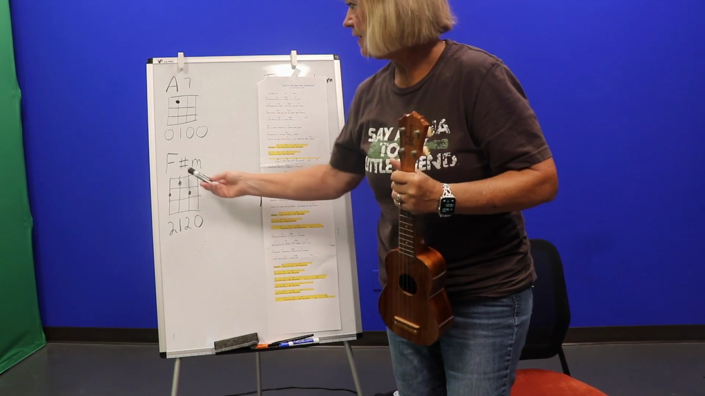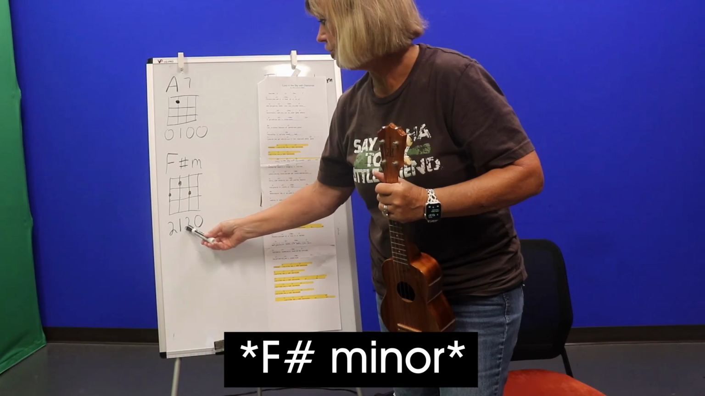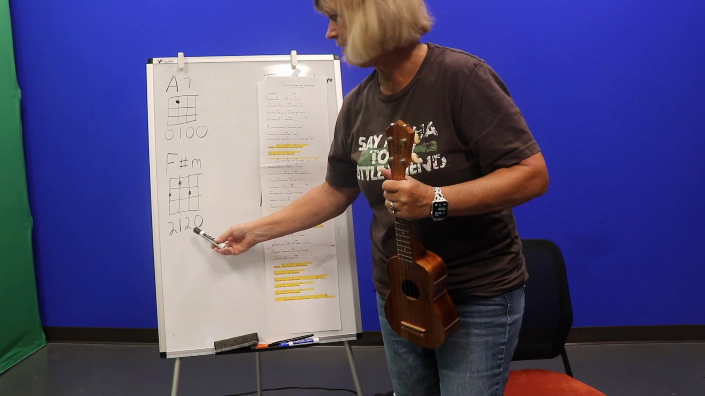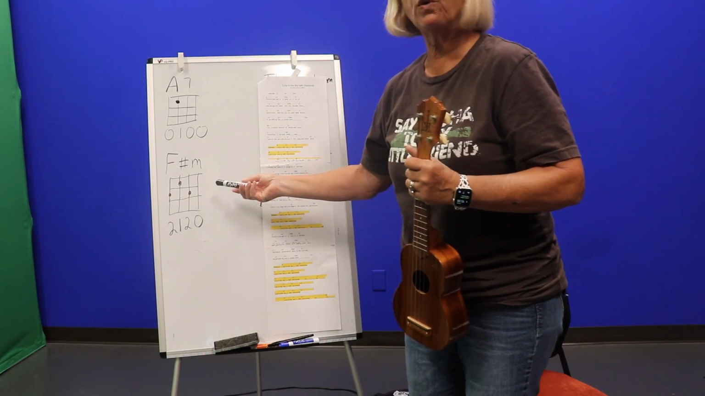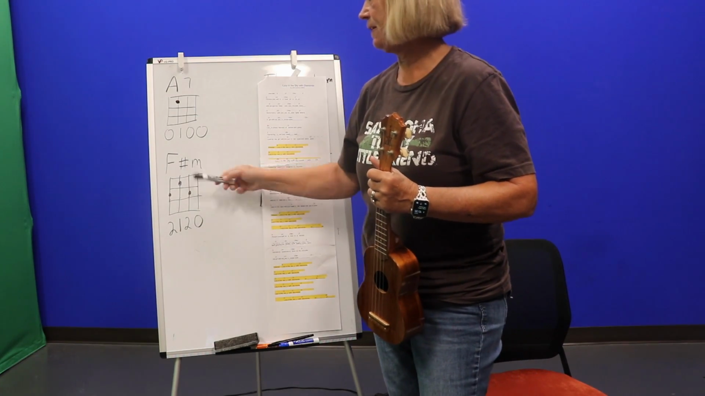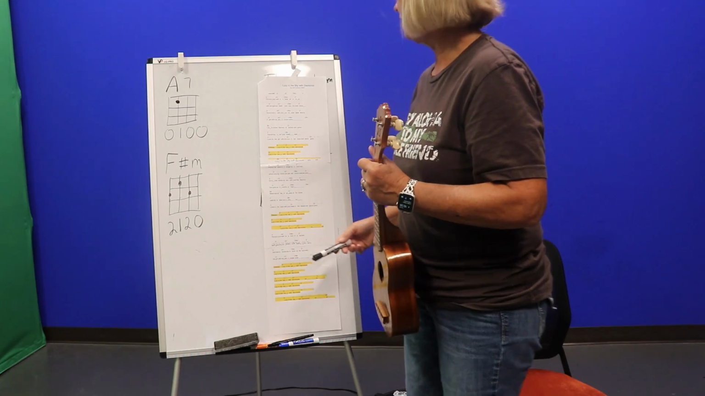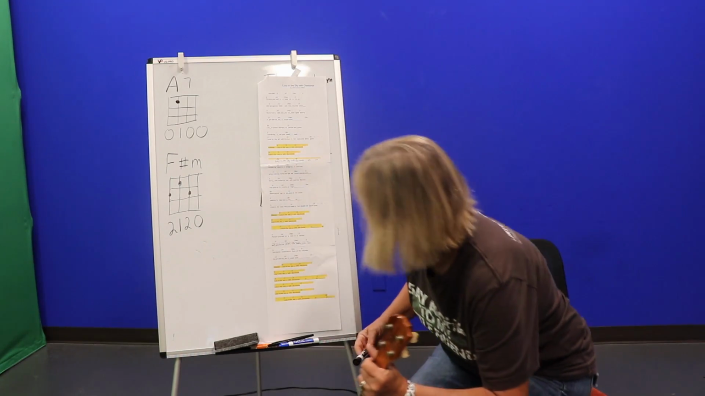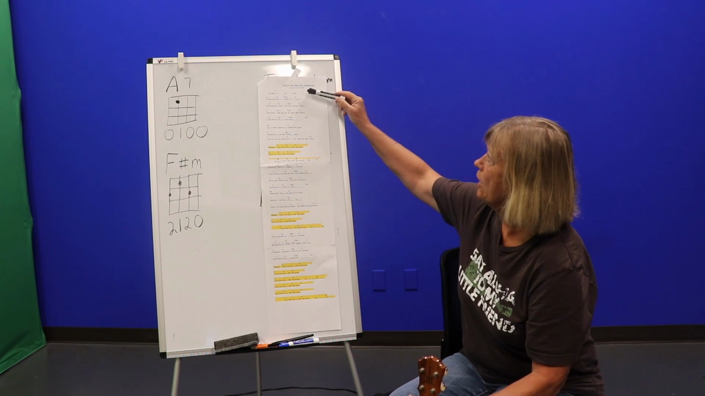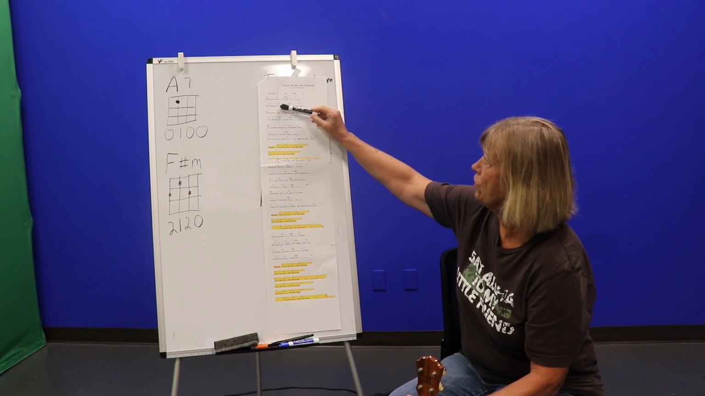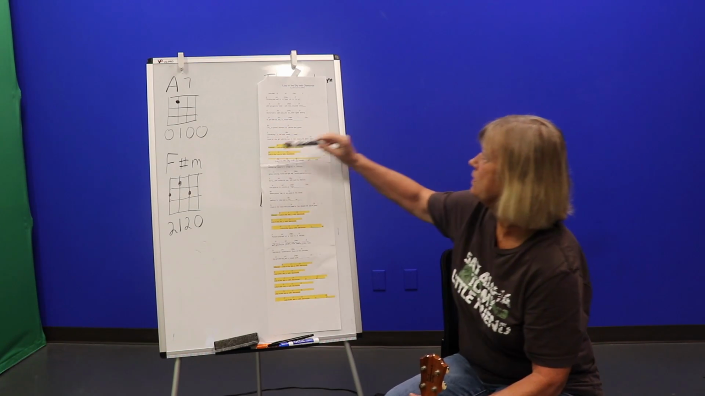So where F sharp major is 2, 1, 2, 0, G7 is 0, 2, 1, 2. So this isn't a hard chord at all. It just looks harder because it's got a sharp sign to it. But there's nothing else that makes it hard. So let's look through the rest of our chords and see if there's anything else we don't know. We know F. Okay, we all just learned A7, and that was an easy one.